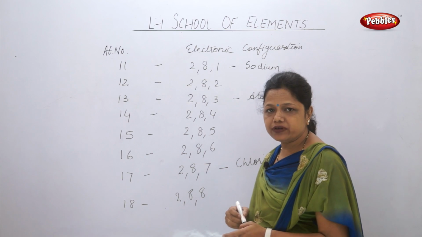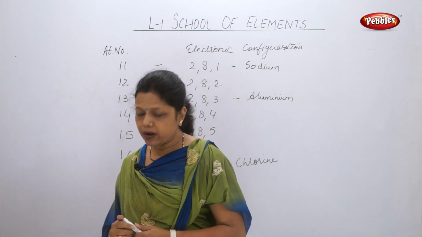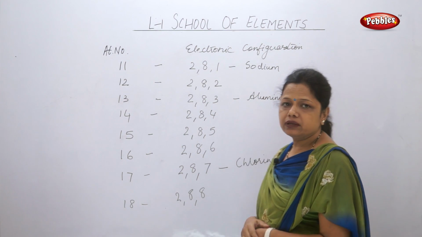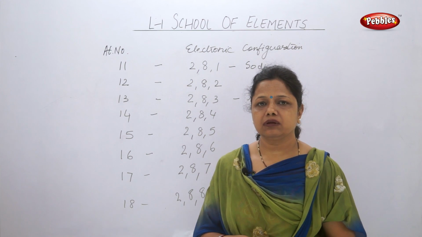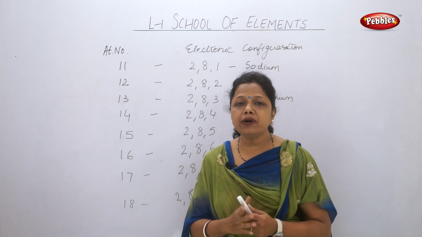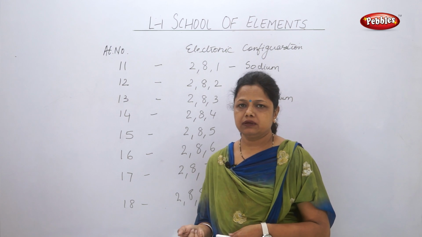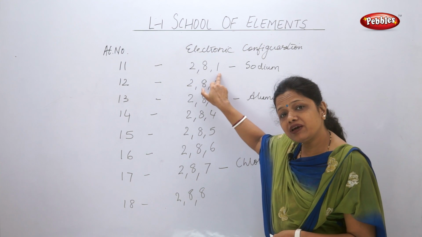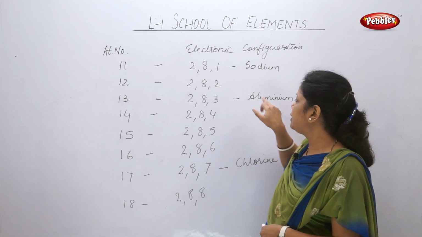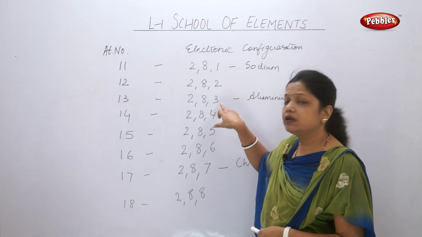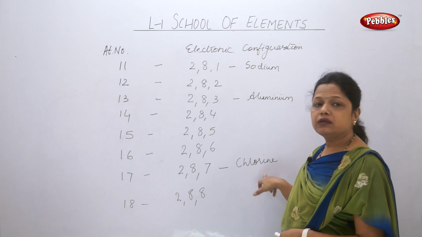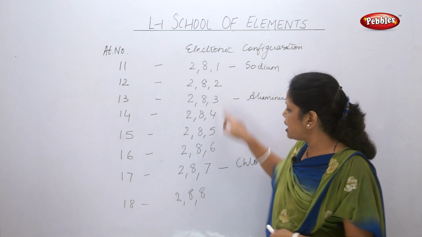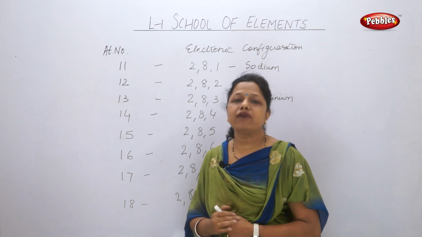We have been asked specifically what is the number of valence electrons present in sodium, aluminium and chlorine. First we have to know what a valence electron is. Valence electrons are the number of electrons present in the last orbit. In the case of sodium, the last orbit has 1, so the number of valence electrons is 1. In aluminium, the number of valence electrons is 3, and in chlorine it is 7. So whatever number is present in the last orbit, that is the number of valence electrons.